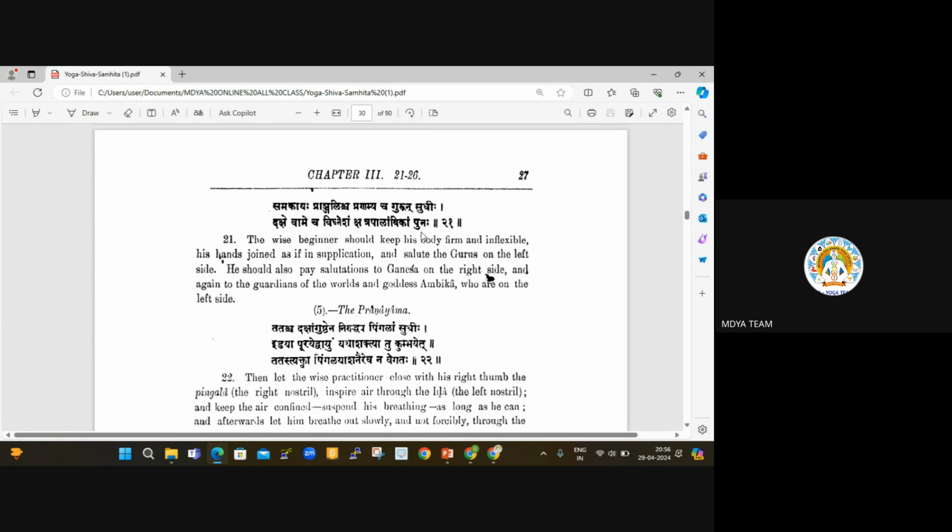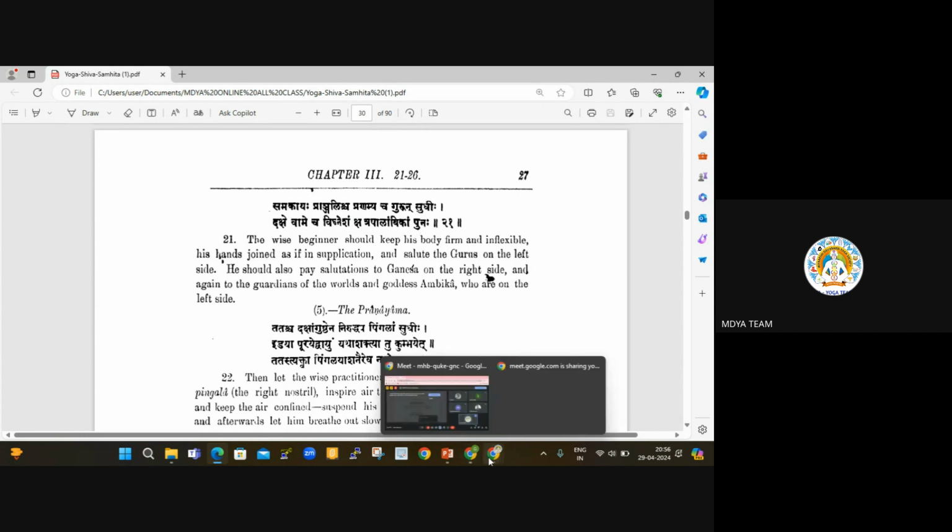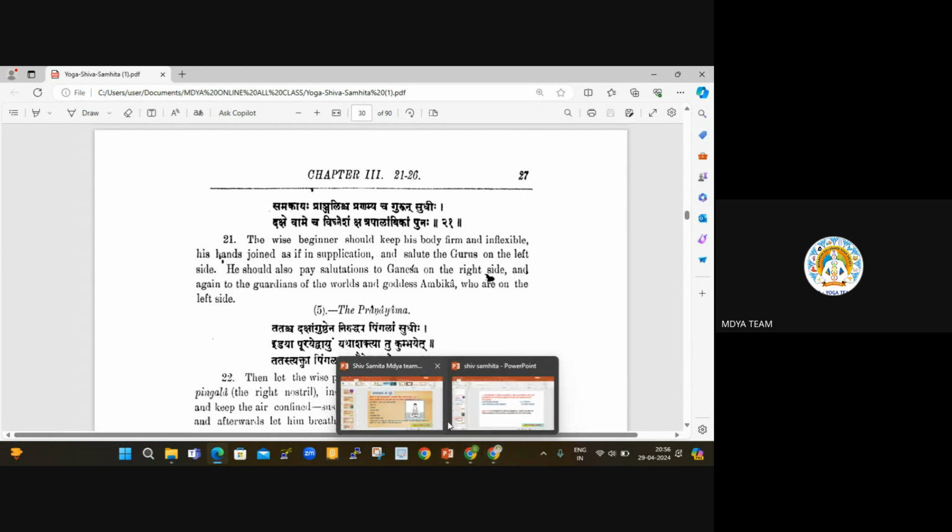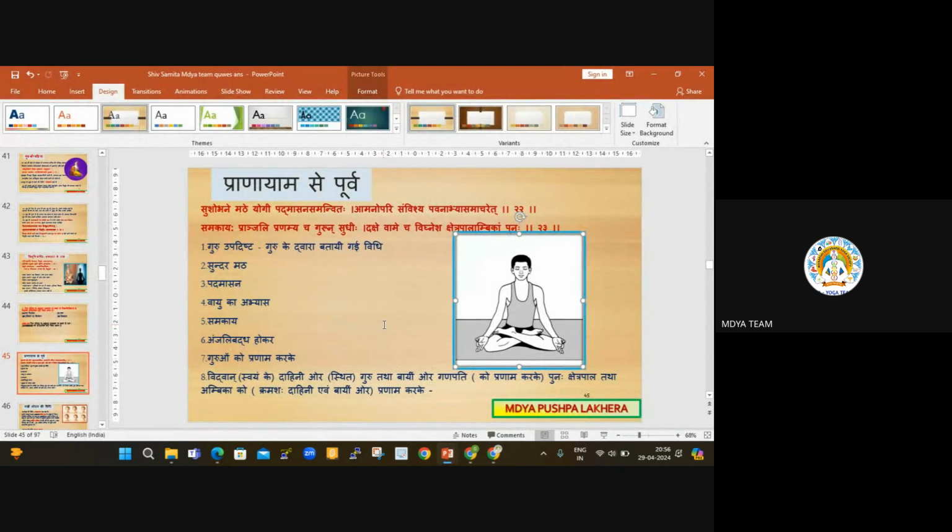Kshetrapala, Ambika, punah. So Kshetrapala here means the god, and Ambika means the goddess. Here it is mentioned that Kshetrapala is the god and Ambika is the goddess. You have to remember both and start your practice. Clear? This topic is what is present in the 21st, that is talking about.